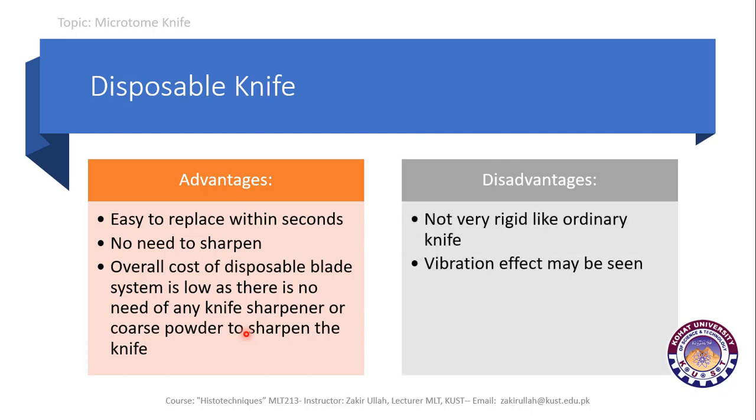The disadvantage is that it is not very rigid like the ordinary knife. So, it is slightly softer than the ordinary knife, and sometimes vibration effect may be seen, which causes disturbances in the tissue sectioning.